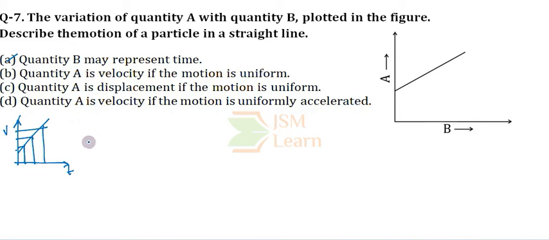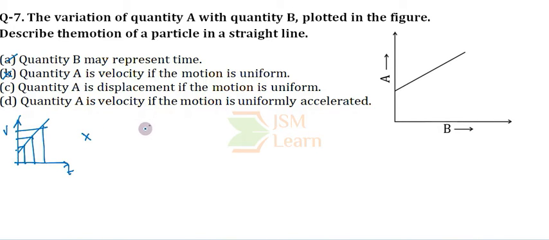Then this motion of the particle is not considered as uniform motion, because the particle is said to be in uniform motion if the particle moves with constant velocity. Here the particle is not moving with a constant velocity, so this motion is not uniform. Okay, so option B is wrong.